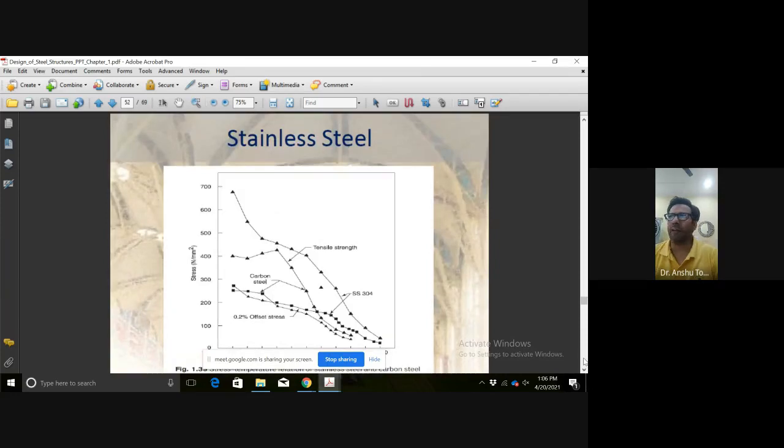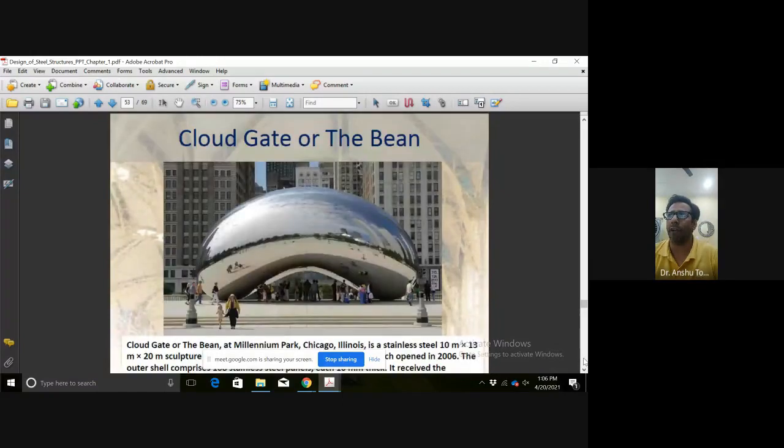Stainless steel also we have discussed, where chromium comes into the picture. 14% of chromium is added to the steel, and the purpose of stainless steel is altogether different.